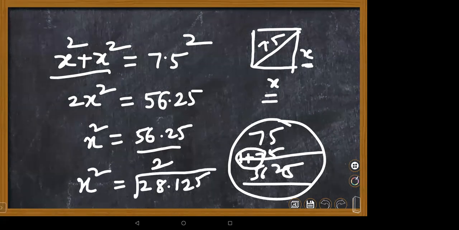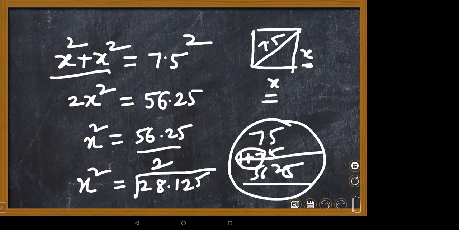Who will give the square root? See how many concepts are interlinked with this x value. Ma'am, the square root of 28.125 is coming as a very long decimal actually. It is a big decimal you are getting. Yes, ma'am. 5.3033. Yes, ma'am, 5.3033 centimeter. Children, no need to find it.